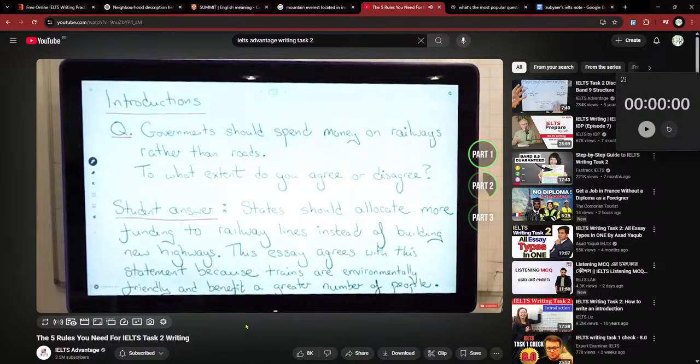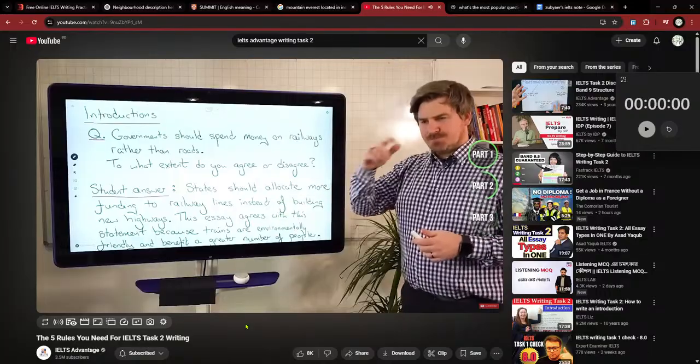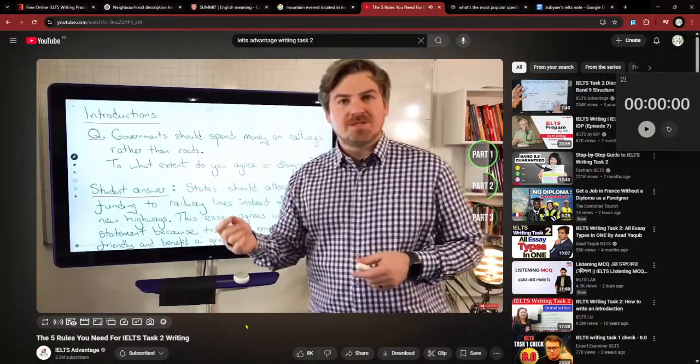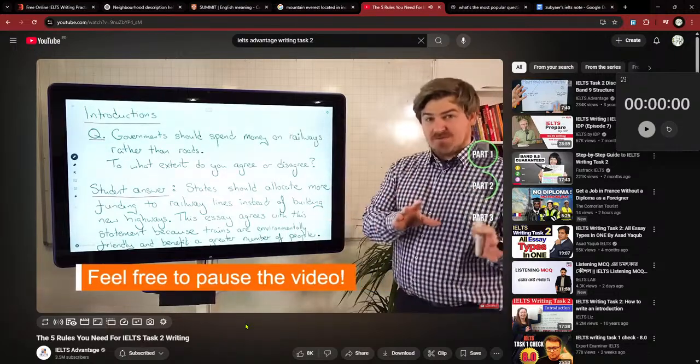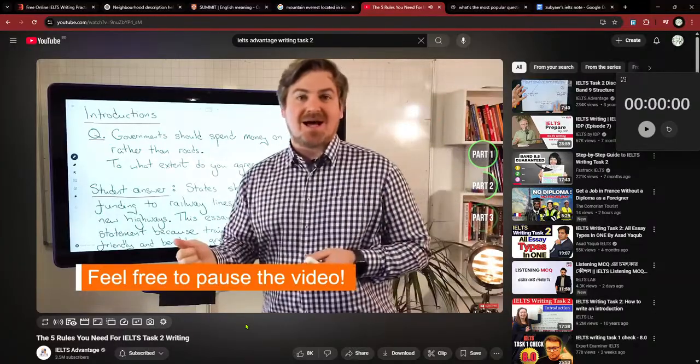States should allocate more funding to railway lines instead of building new highways. This essay agrees with this statement because trains are environmentally friendly and benefit a greater number of people. So what I'd like you to do is read this introduction and think of the formula that they used. Think of the principles that they used in order to write this. What does it contain? So feel free to pause the video, think about it. There are 3 things that it has in it.